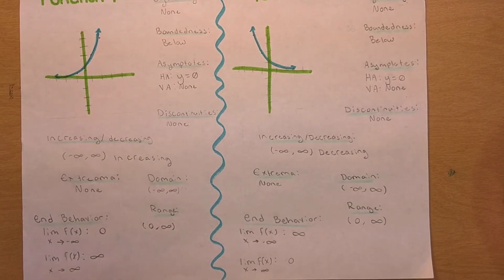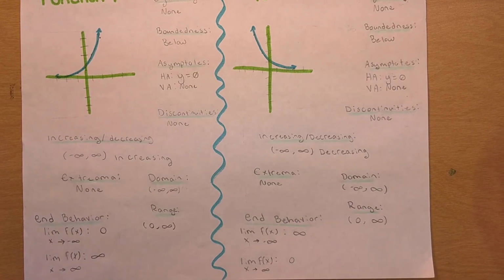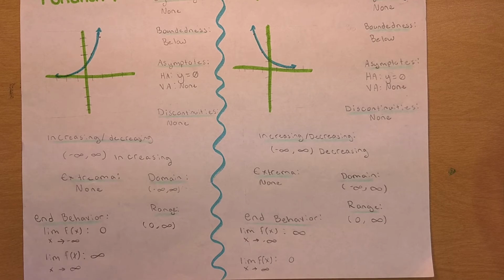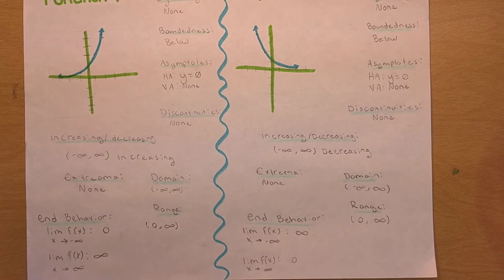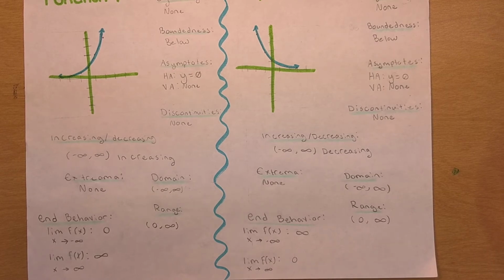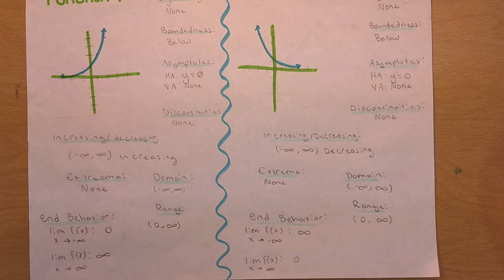On this graph, there are no holes and no breaks in the continuous line. Therefore, there are no discontinuities. On the first graph, from negative infinity to positive infinity, the y values are increasing continuously. While on the second graph, from negative infinity to positive infinity, the y values are continuously decreasing.